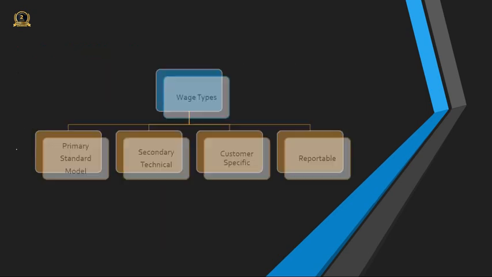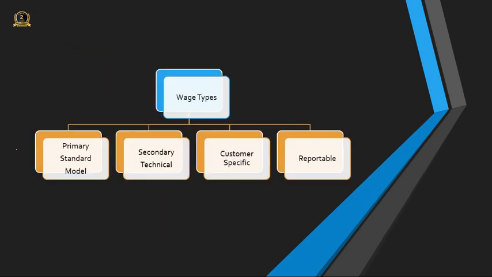Types of wage types. 1. Primary wage type, standard, model. These are the standard ones, flagged with letters like M, B, K, but here's the catch, they're off limits for tinkering, strictly for SAP's internal use.